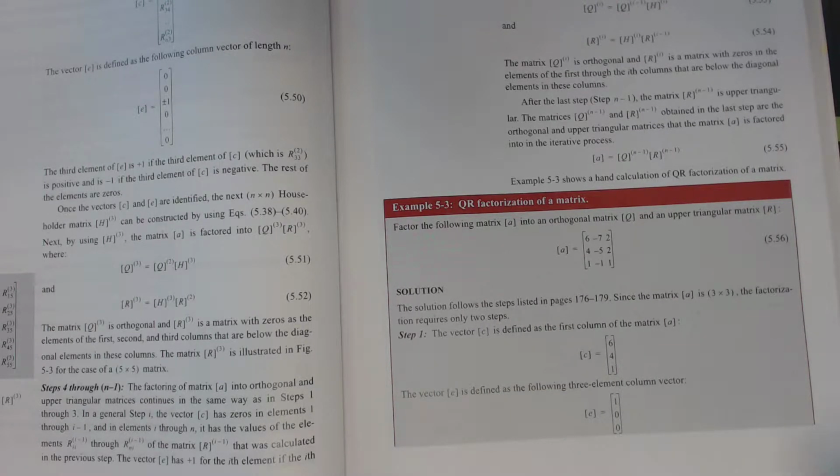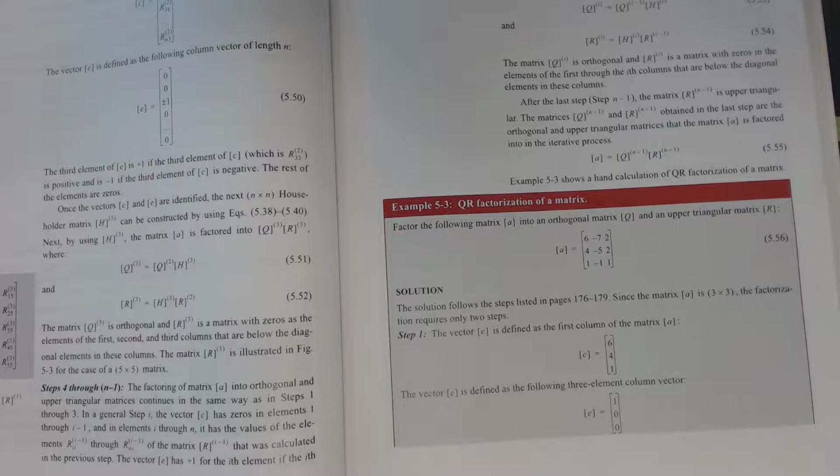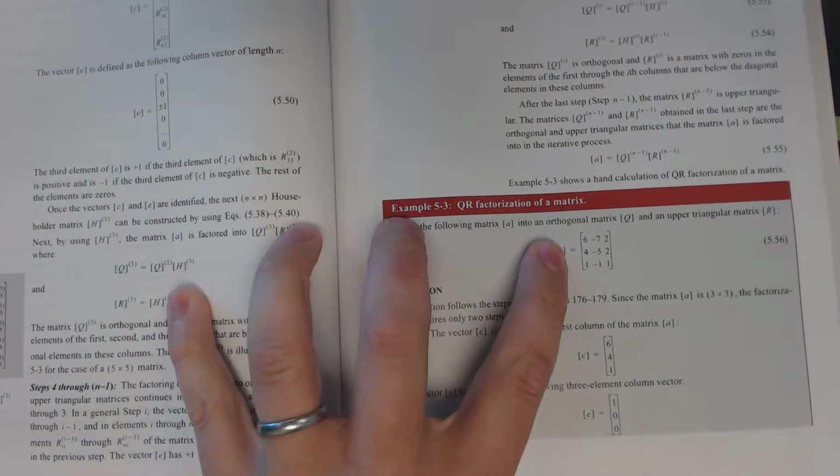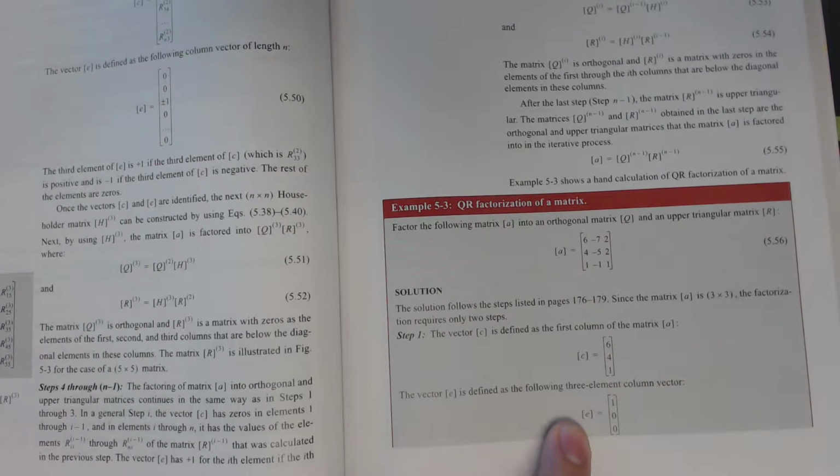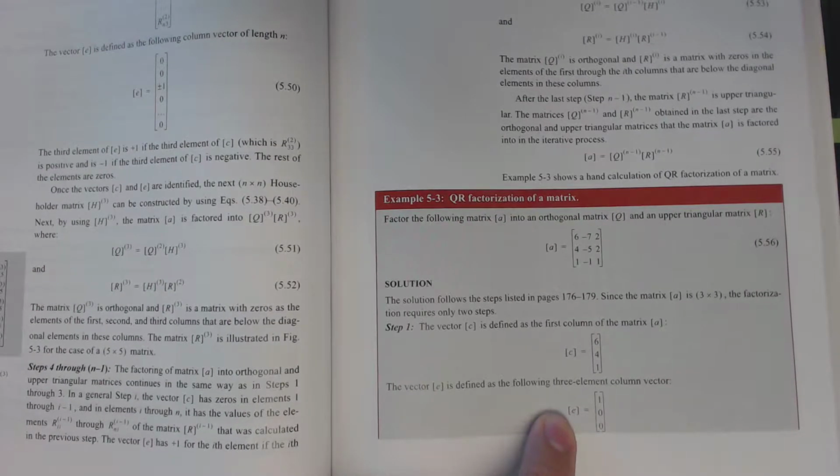Notice it didn't say find the eigenvalues. There's another step after you've successfully factored it to find the eigenvalues. You start by doing QR. So you just follow the process. First, determining C. In this case, C is the first column of the original matrix here. Then you find the three-element column vector E. This one follows a formula, and it depends on the sign of, I believe, the diagonal element.